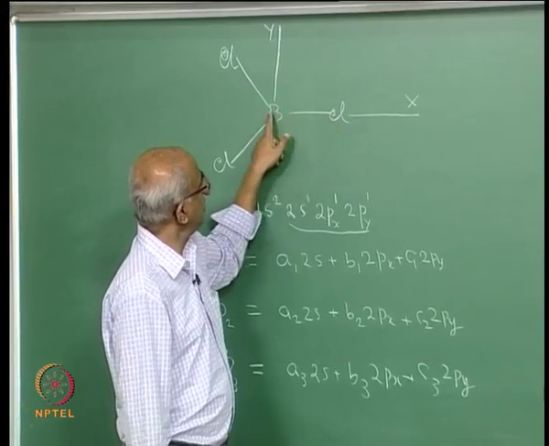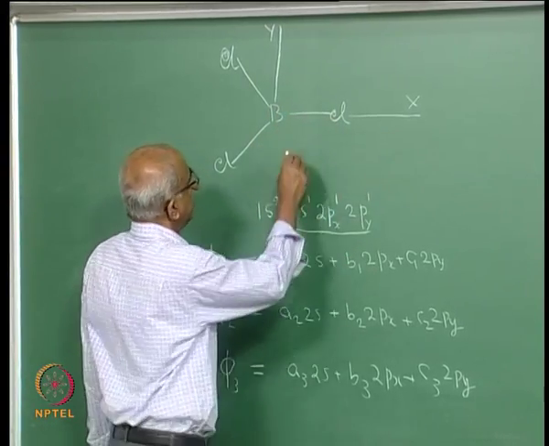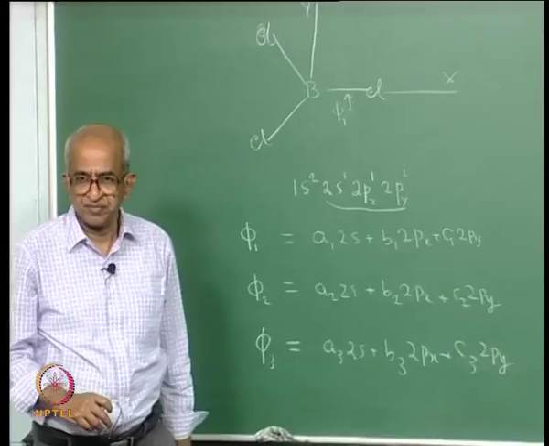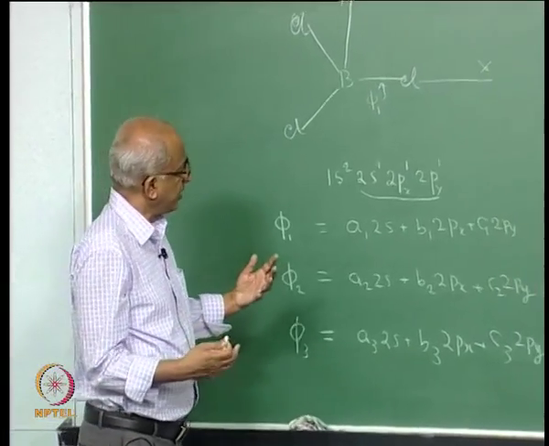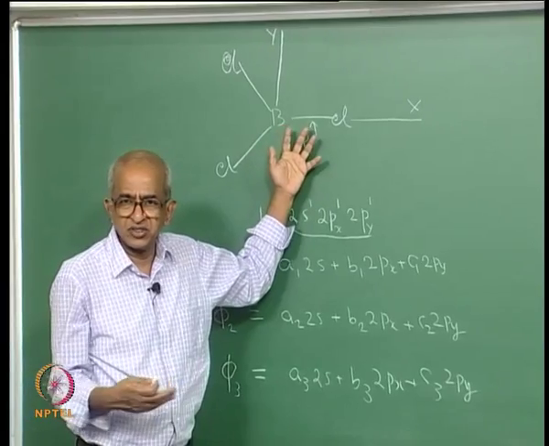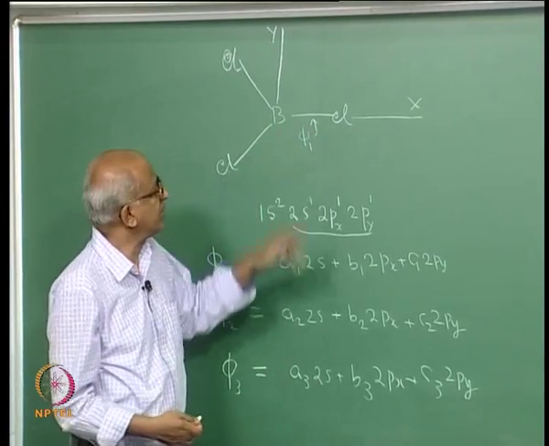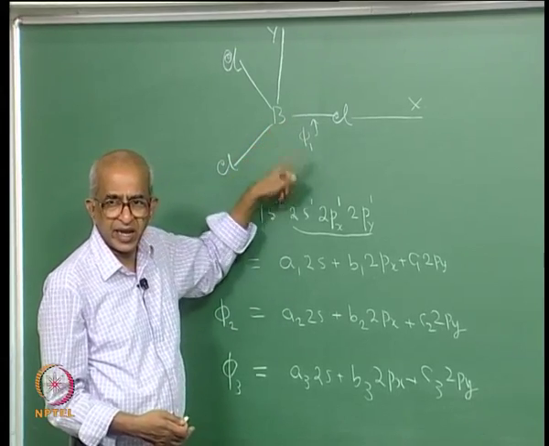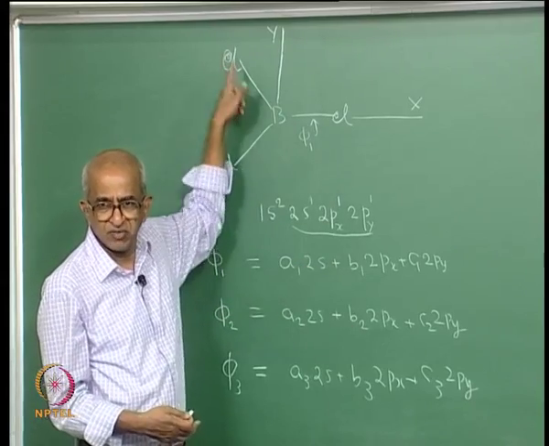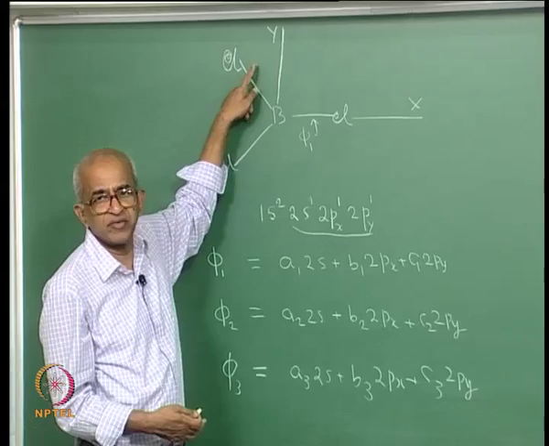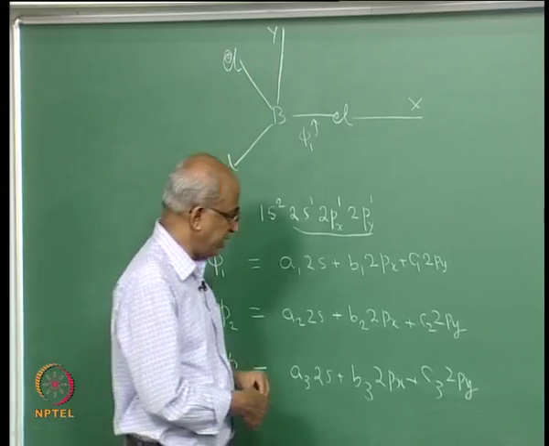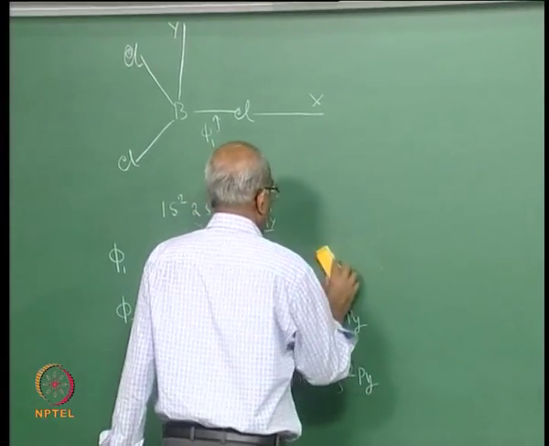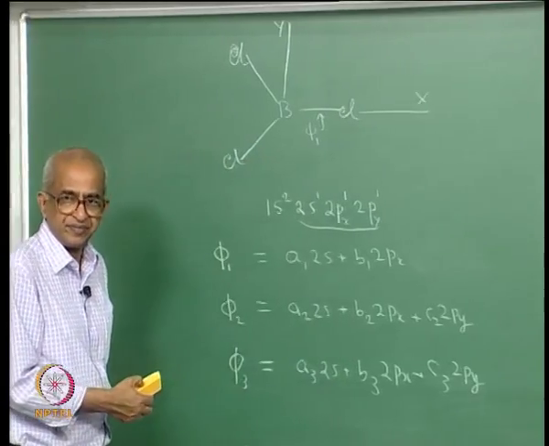This BCl bond is along the x axis. Let me say that phi 1 is the hybrid orbital which is used to form that bond. Then it would have contribution only from 2px. This is only simplifying things so that we can easily calculate. So this bond will involve a hybrid orbital involving only the 2s and the 2px. It will not involve 2py. So therefore, immediately I can say that c1 must be 0. It is convenient because I am getting rid of one of the unknowns by this simple physical argument.